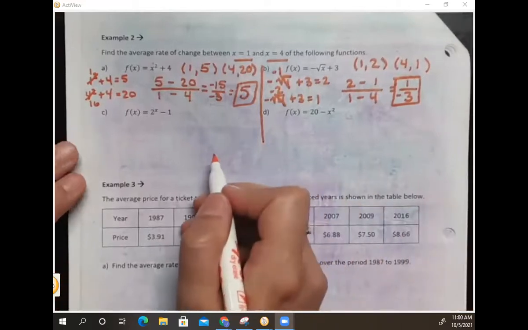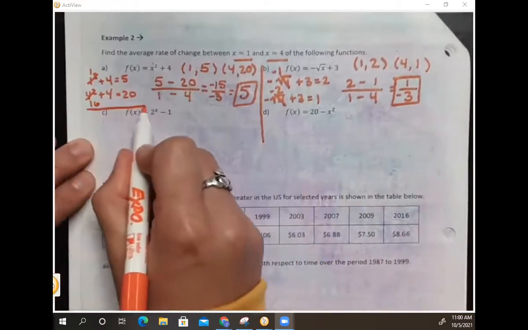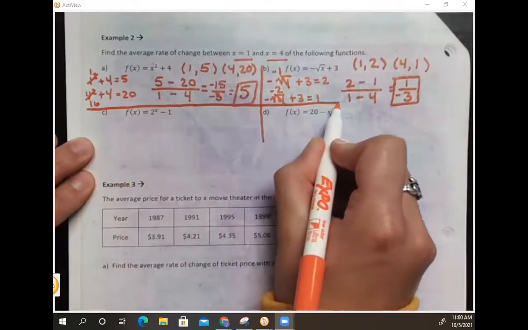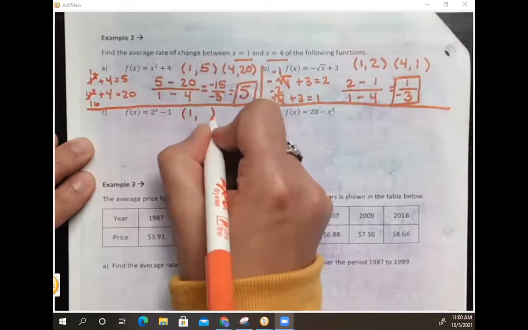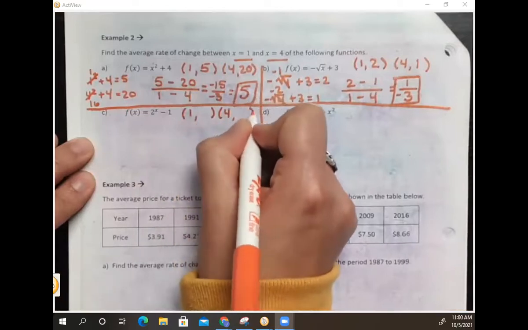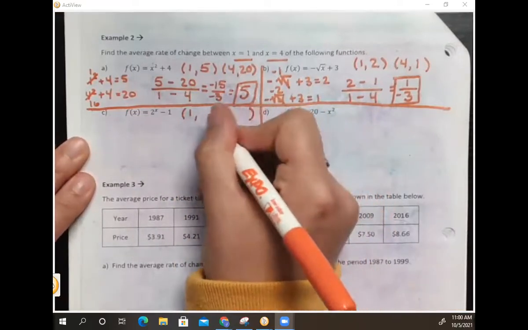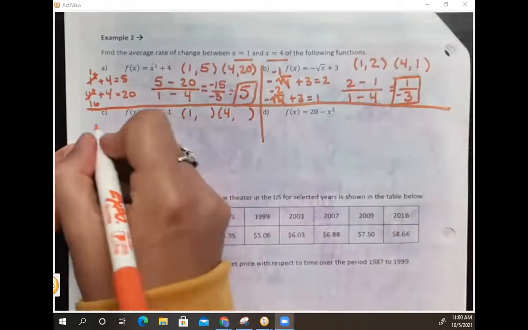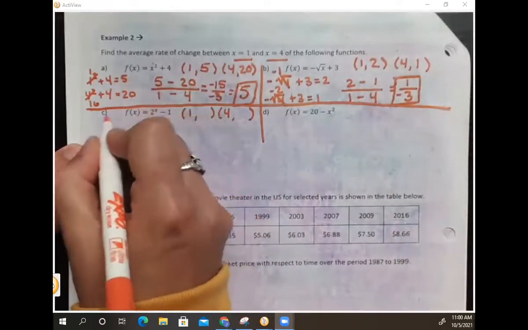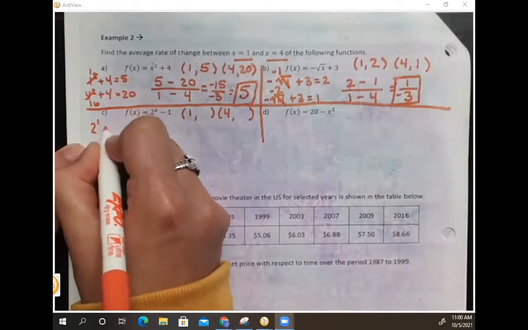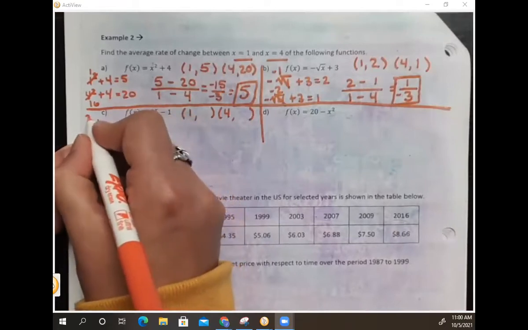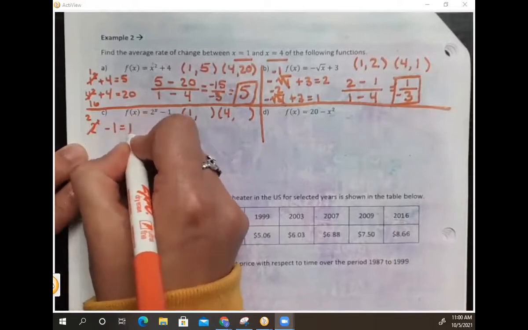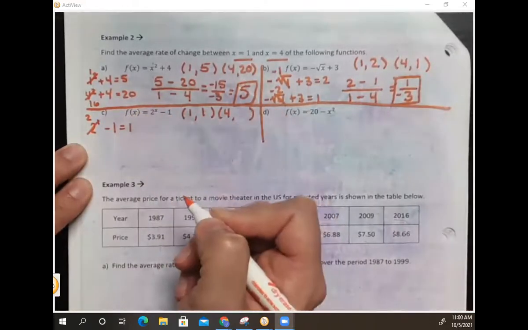Okay, let's take a look at C. Same idea here, okay? We're using those same x values. So I've got the point 1 comma something and 4 comma something. We have to start by finding those y values. So I'm going to plug in 1 for x in my function. That would be 2 to the first minus 1. 2 to the first would be 2. 2 minus 1 is 1. So I have the point 1 comma 1.